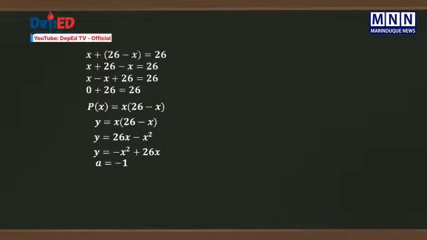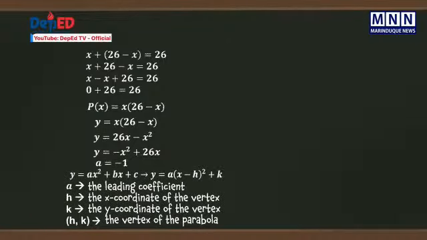There's a way to identify the vertex, and that is by transforming the function into the equation y equals a times the square of the binomial x minus h, plus k, where a is the leading coefficient, h is the x-coordinate of the vertex, while k is the y-coordinate. Hence, the ordered pair (h, k) describes the vertex of the parabola. How do we do this?